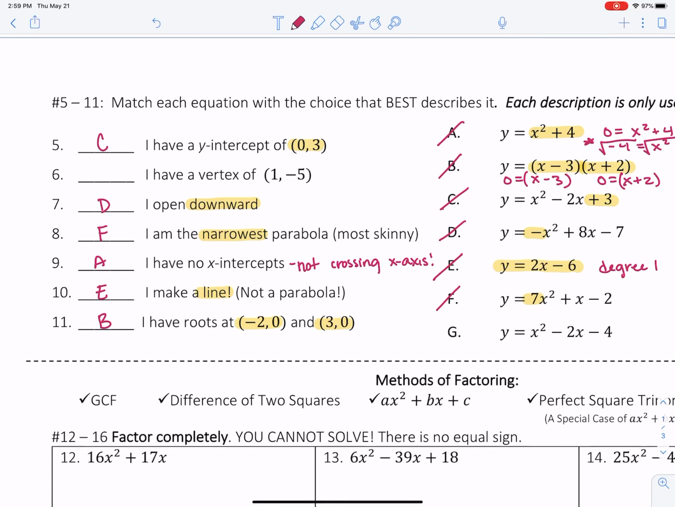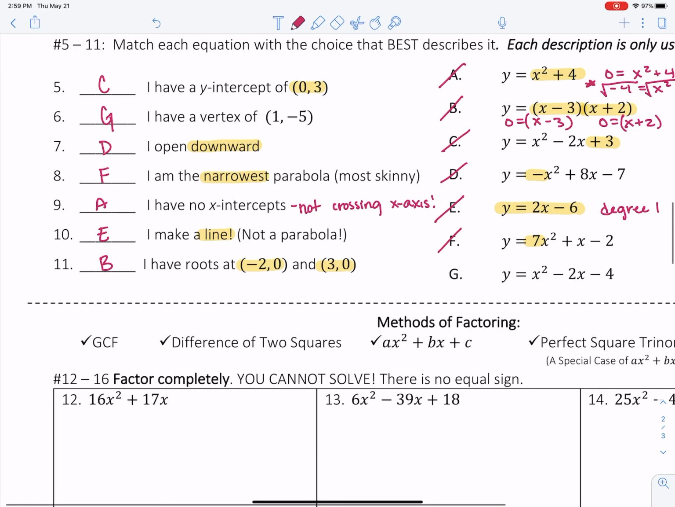And by process of elimination, we know that this guy is G, but let's just check it. In order to find my vertex here, I would need to use x is equal to -2 over 2 times 1, meaning that I get a 2 over 2, that's 1. And when you plug 1 into this guy, you should get -5, and you do, meaning that G should be 6. Okay, so I'll leave that up there for a second for you to double check your answers. And that's pretty much it for our parabolas.